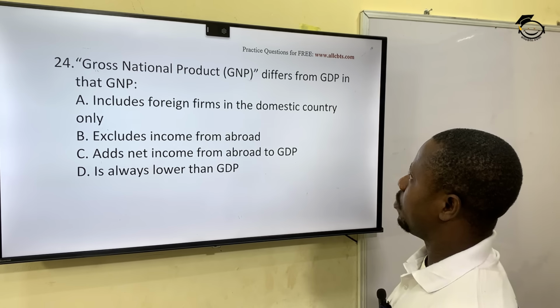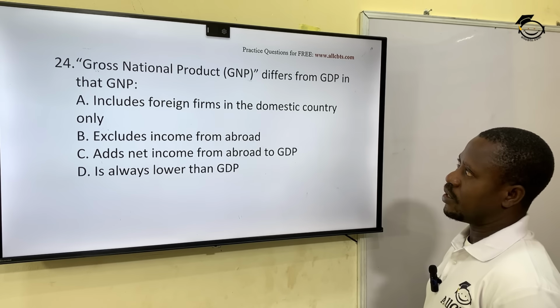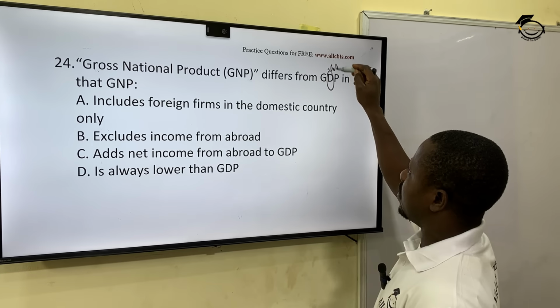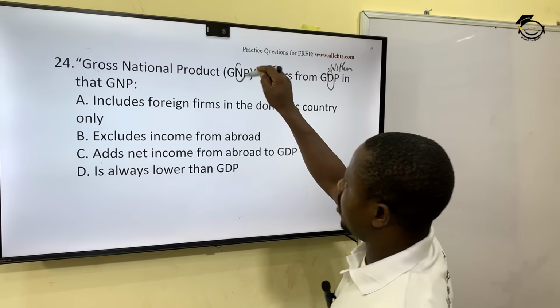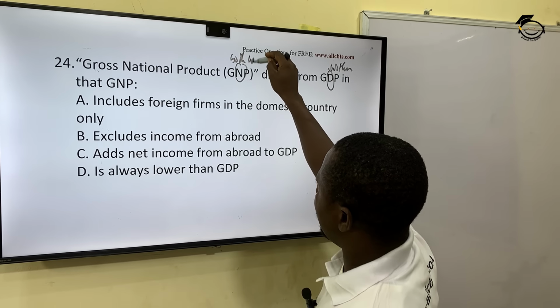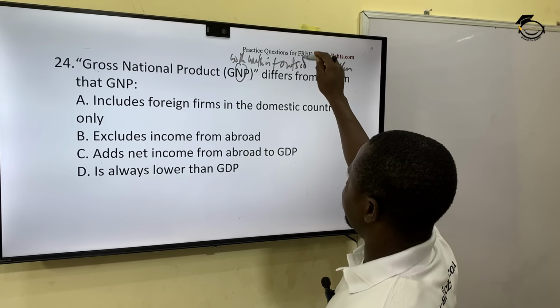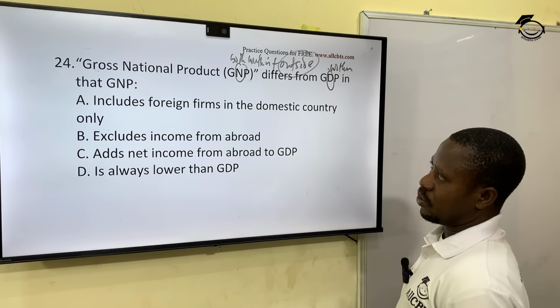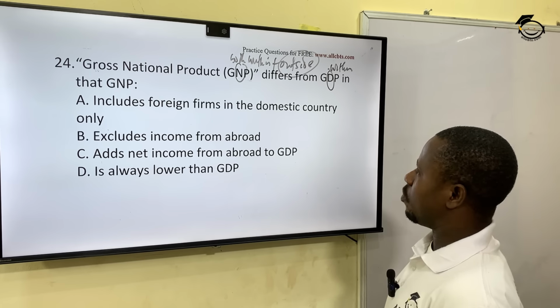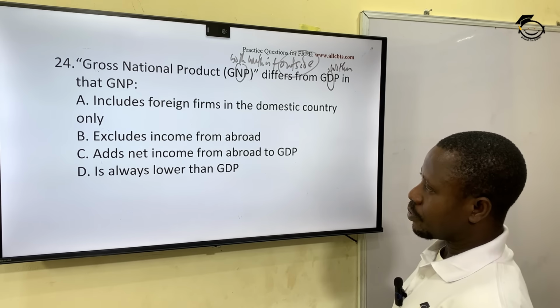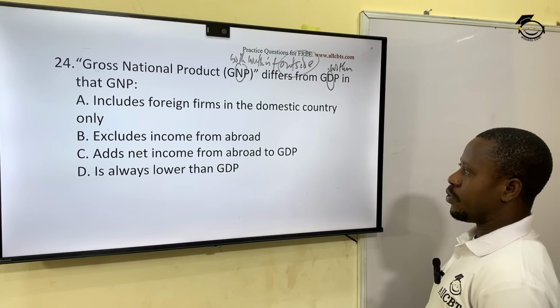Gross national product, GNP, differs from GDP in that... Now, gross national product, gross domestic product. What is domestic? That's within. Gross national means both within and outside. That is, our nationals that are outside, with their earnings. So what do we say? Includes foreign firms in the domestic country only. Excludes income from abroad. Has net income from abroad added to GDP. Is always lower than GDP.